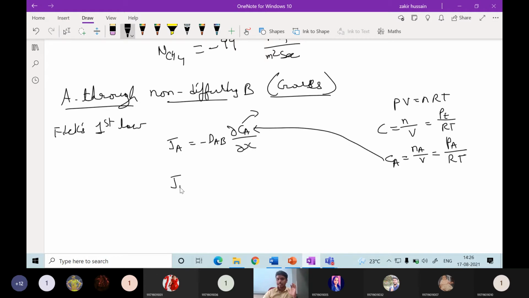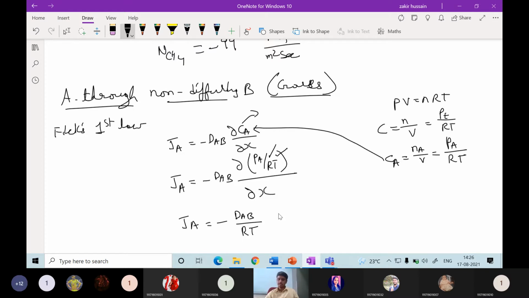So Fick's law in terms of gas phase is JA is equal to minus DAB dou, in place of this CA, we can substitute this PA by RT, divided by dou X. Here if you see, R is a universal gas constant. We can take it outside from the derivative. And usually in the mass transfer problems, temperature will be constant. Okay, then we can take it outside. So that will be minus DAB by RT in the denominator, dou partial pressure of A divided by dou X or dou Y or dou Z.